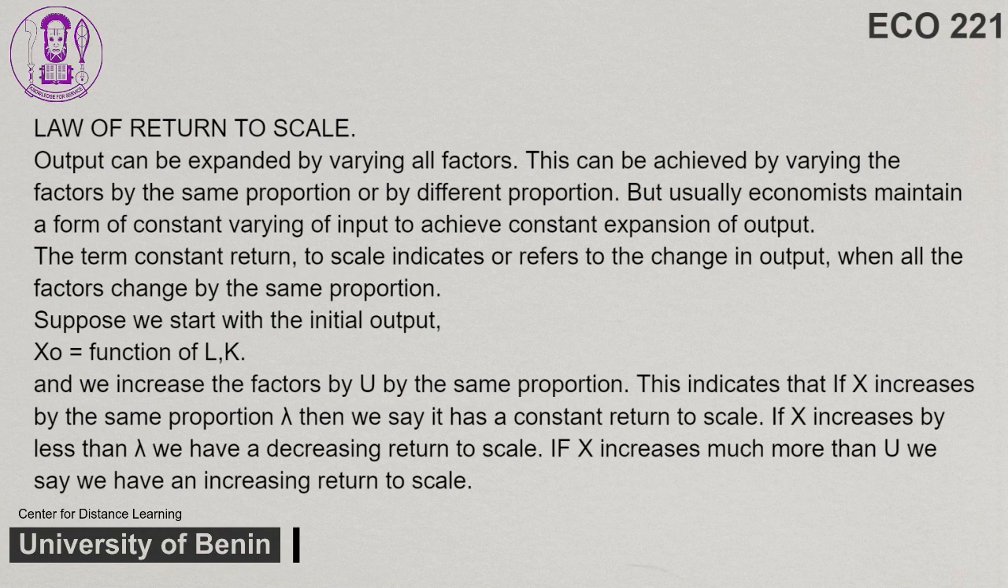X0 equals function of L, K, and we increase the factors by the same proportion lambda. This indicates that if X increases by the same proportion lambda, then we say it has a constant return to scale. If X increases by less than lambda, we have a decreasing return to scale. If X increases much more than lambda, we say we have an increasing return to scale.